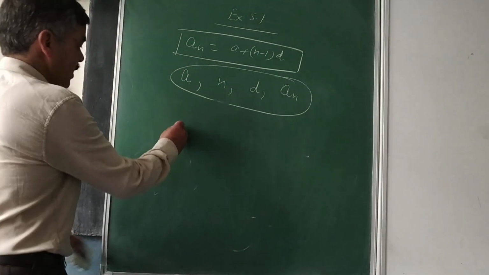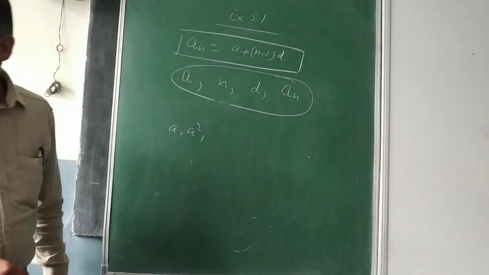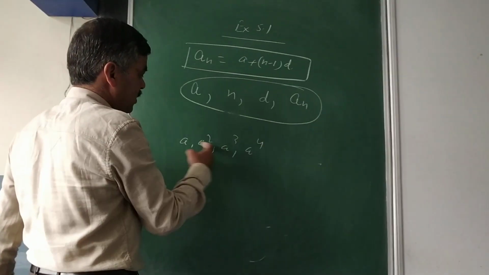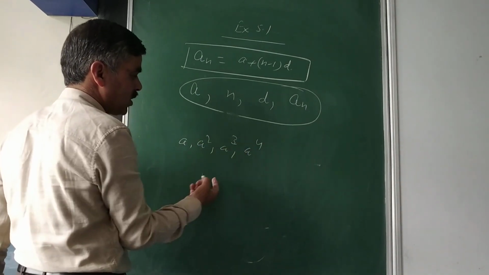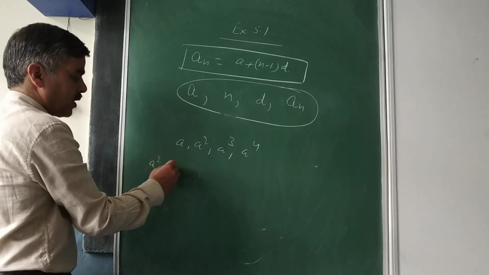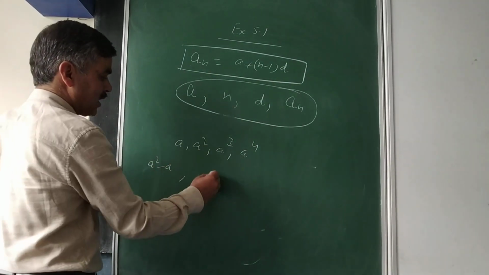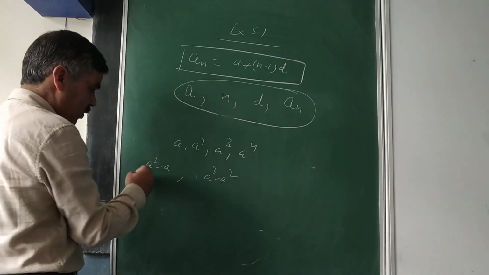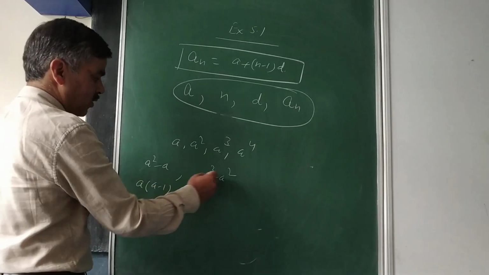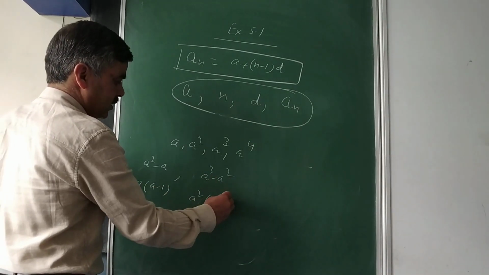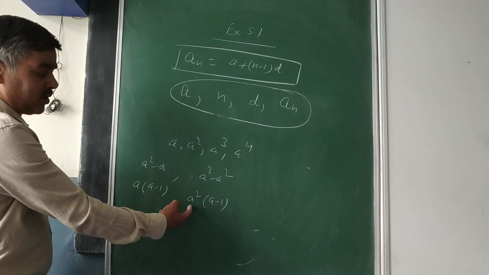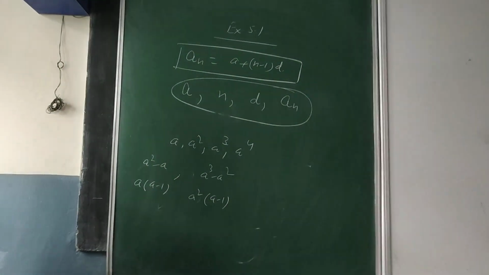It is a, a squared, and then third is a cubed, a to the power 4. So sometimes students blindly take 1, 2, 3, 4 and say hence this is an AP. You just see what I am saying. Second minus first means a squared minus a, and third minus second means a cubed minus a squared. What can you do here? Maximum, you can take a common, it will be a into a minus 1. And here you will take a squared common, so that is a squared into a minus 1. Now this is not equal to this, there is a difference, one a is extra there. So this is not an arithmetic progression.